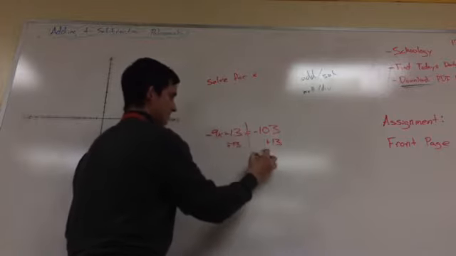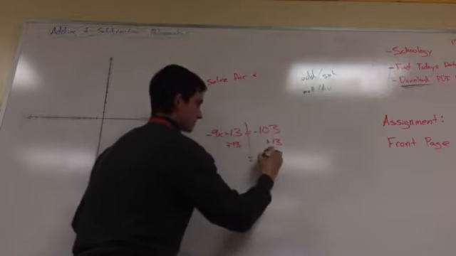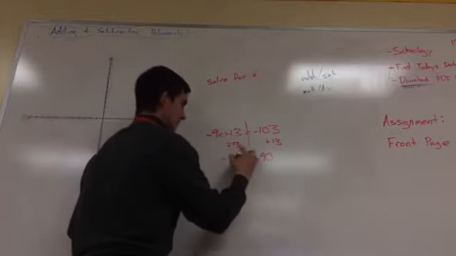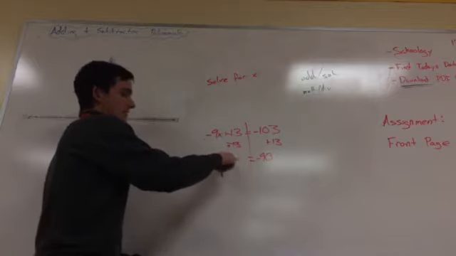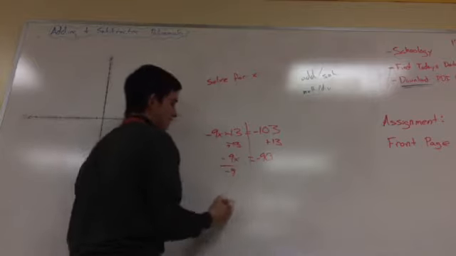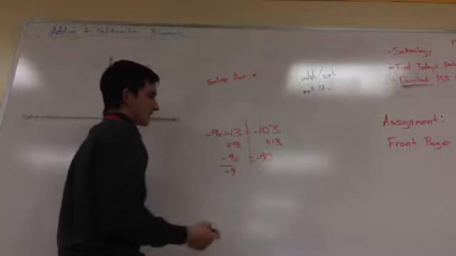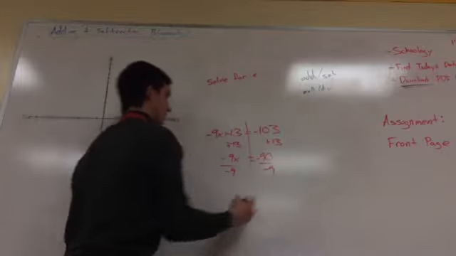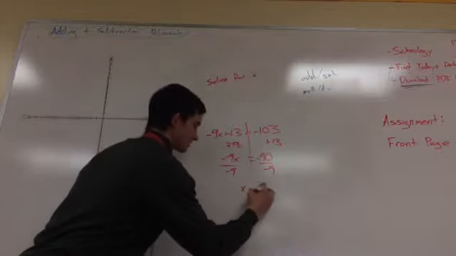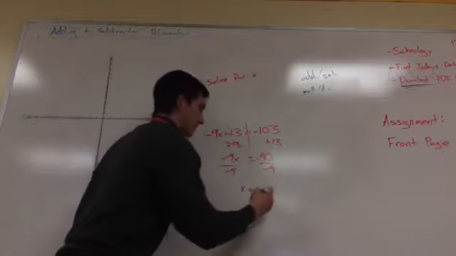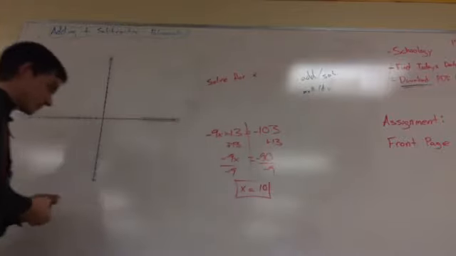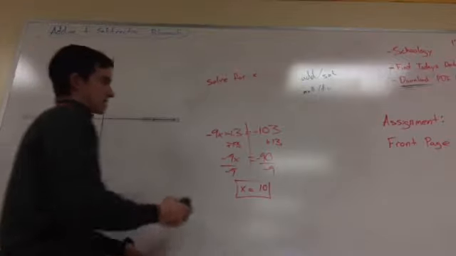Okay, so those cancel. Equals negative 90 and then negative 9x. So I have negative 9 times x, so I'm going to divide. The opposite of multiply is divide. Divide by negative 9 on both sides. So the negative 9 will cancel with the negative 9. I have x equals negative 90 divided by negative 9 is positive 10. Again, I'd go back and check if I wanted to be certain.